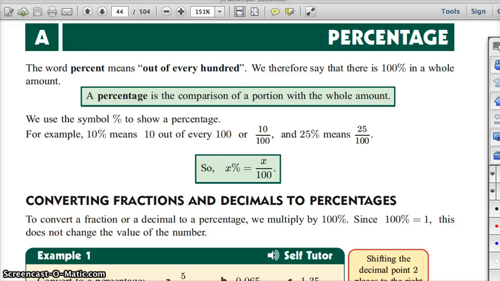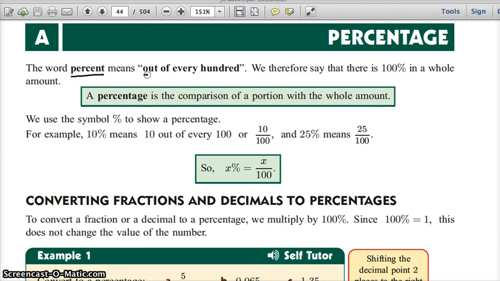Where do we start with percentages? Well, I'm on about page 43 here from the textbook, where the word percent means out of every 100. Out of every 100.